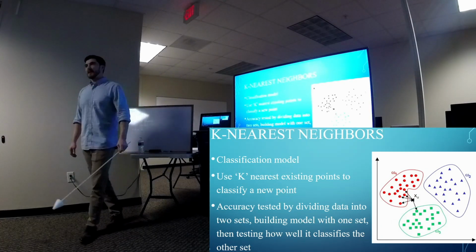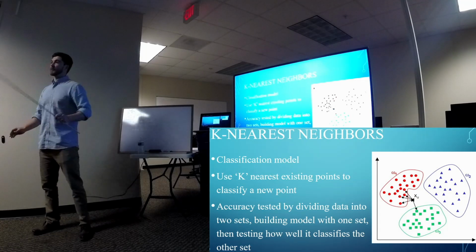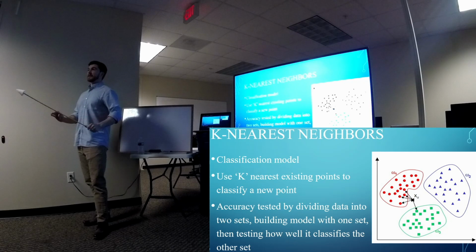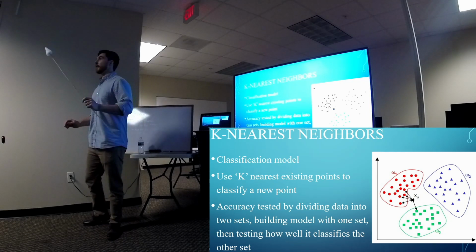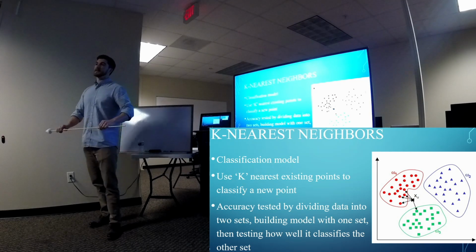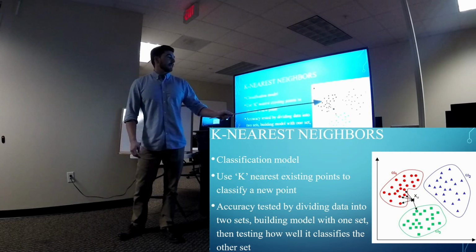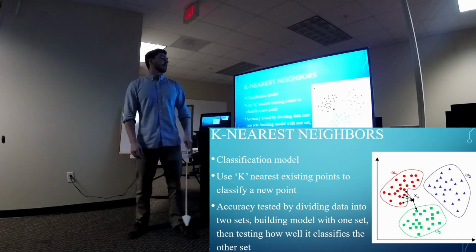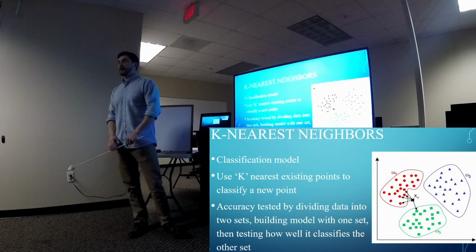K-nearest neighbors. Now this is a classification model. Linear regression is a prediction model. And the difference between a prediction model and a classification model is basically the difference between a discrete variable and a continuous variable, an integer and a double for you programmers. Essentially, for classification, you would say that a point is either red, blue, or green, whereas for prediction, you would say it is 1.357 on the color spectrum.